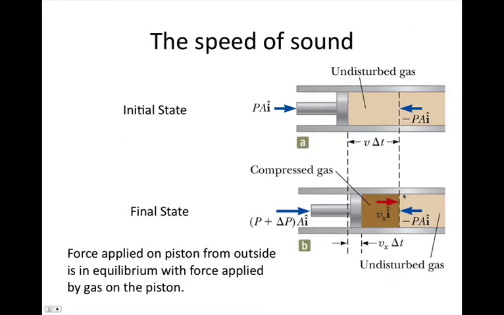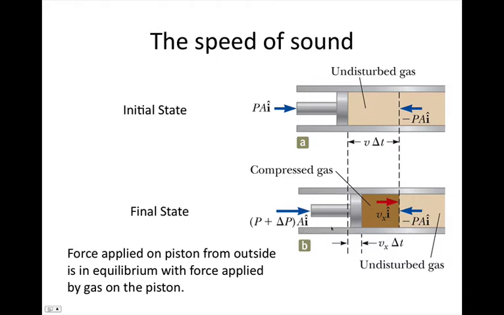Okay, now we're going to derive an expression for the speed of sound. This expression ends up being very similar to the speed of the wave on the string expression. So imagine that we have some initial state. We've got an initial pressure, P, applied on the surface area, A, and we're considering a piece of gas with a length v delta t. So v is the speed of sound in this medium, so the delta t sets the length that we're using.